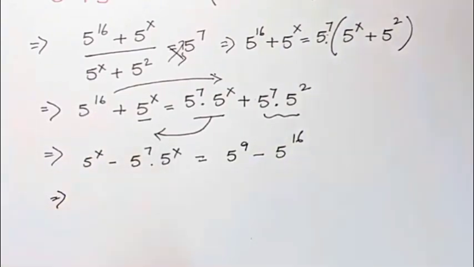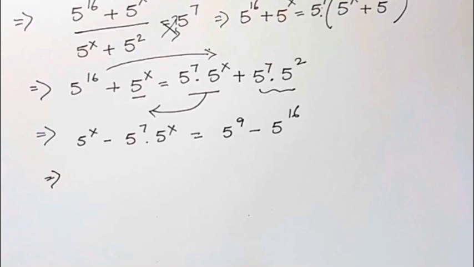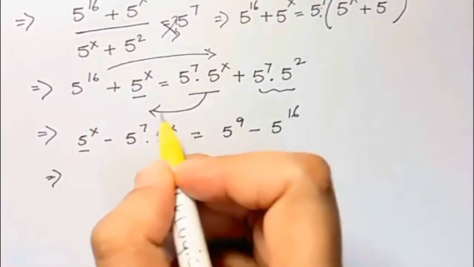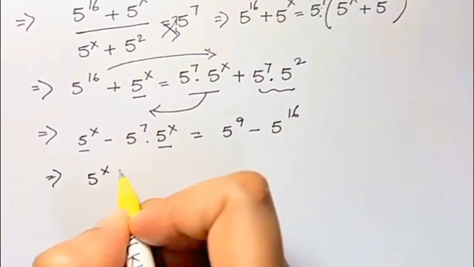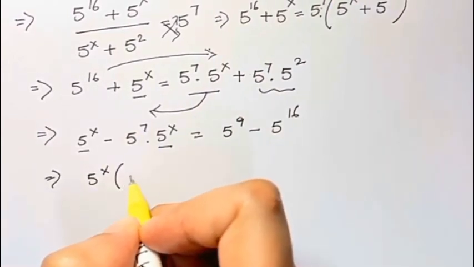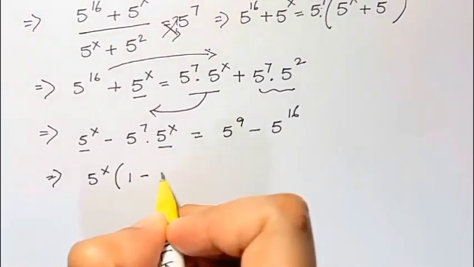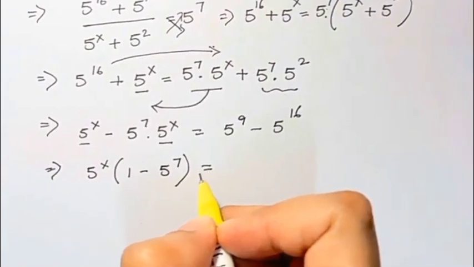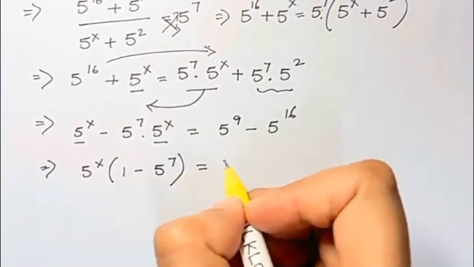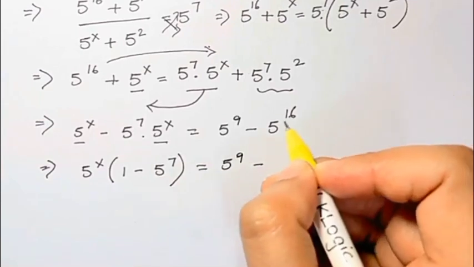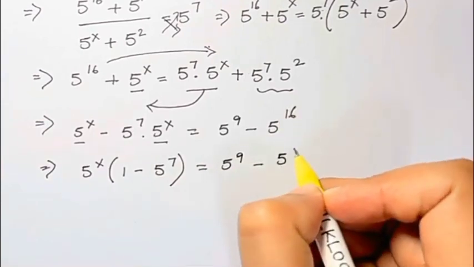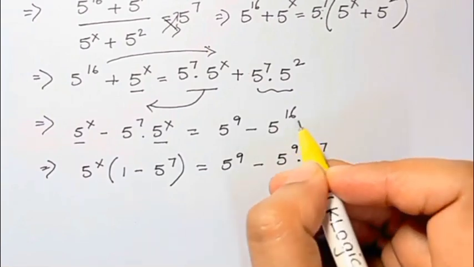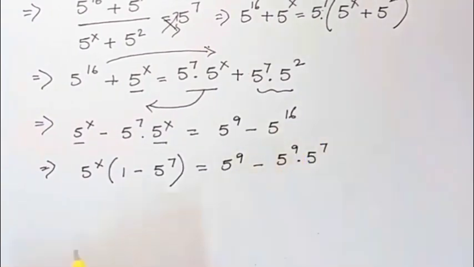Alright. Then what I have next is 5^x, 5^x. Let me take it out common. So 5^x times, here I'm left with 1 minus 5^7, which is equal to 5^9 minus, I can write 5^16 as 5^9 times 5^7. When I add 9 plus 7, I get 16 back.